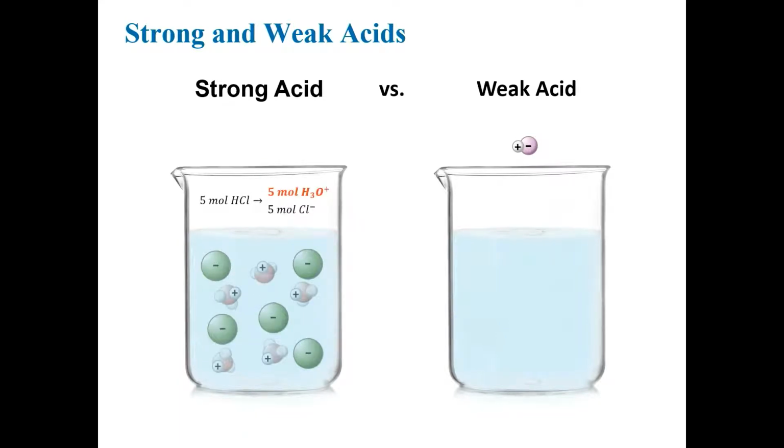This means that if we put in 5 moles of hydrochloric acid, we're going to get 5 moles of hydronium ions and 5 moles of chloride. The chloride isn't that important for the acidity of the solution, but the 5 moles of hydronium will really determine how acidic this solution is.